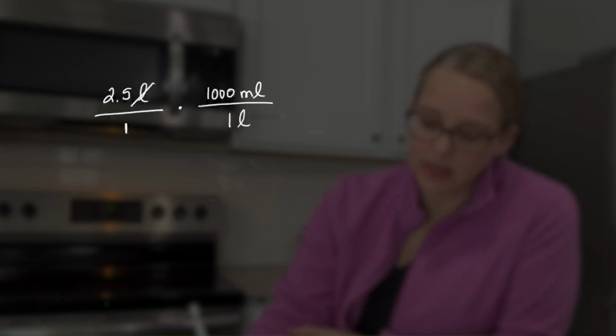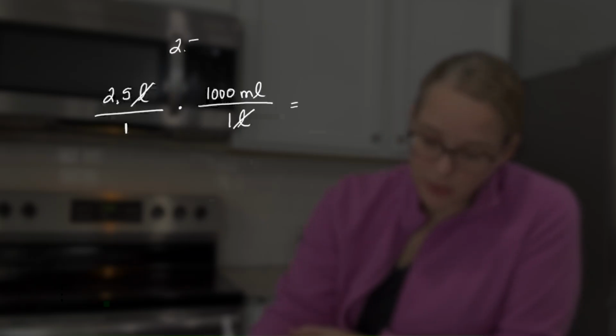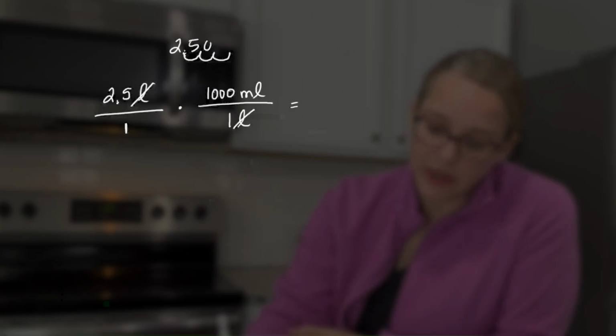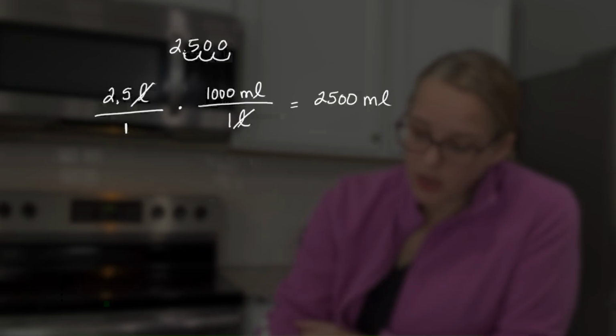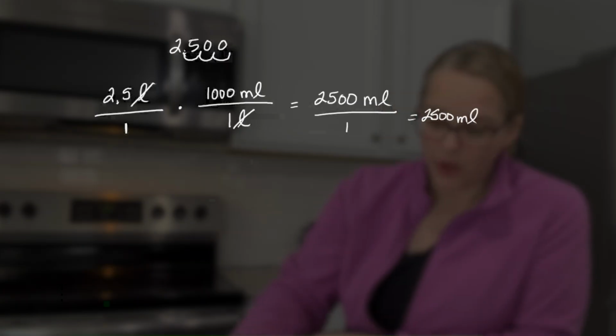So then I can cross these out and I multiply. I'm sure that you already know this, but just in case you don't, when you multiply by anything that's a multiple of 10, you just move the decimal point over as many times as there are zeros. So I'm going to move the decimal point over 3 times. 1, 2, 3. I fill in these spots with my zeros. So 2,500 milliliters over 1. So that's just 2,500 milliliters. Let's do one with time.